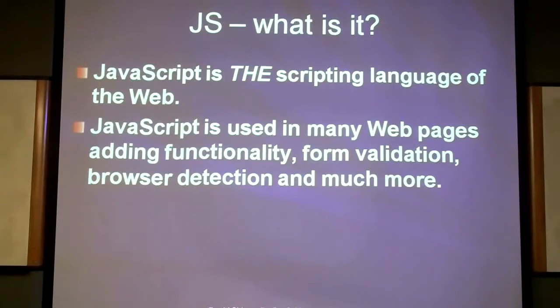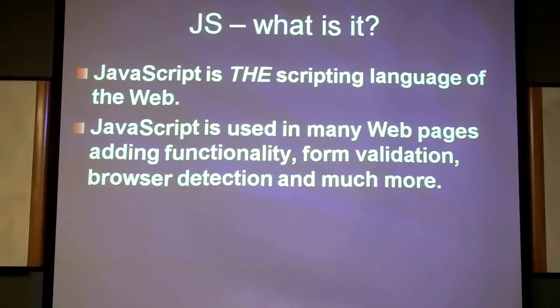So let's start with the definition of what JavaScript is. JavaScript is the scripting language of the web. It means that if you see any scripting language in a browser, in web pages, most probably that will be JavaScript. Technologies allow us to put other languages as well, but most probably that will be JavaScript.